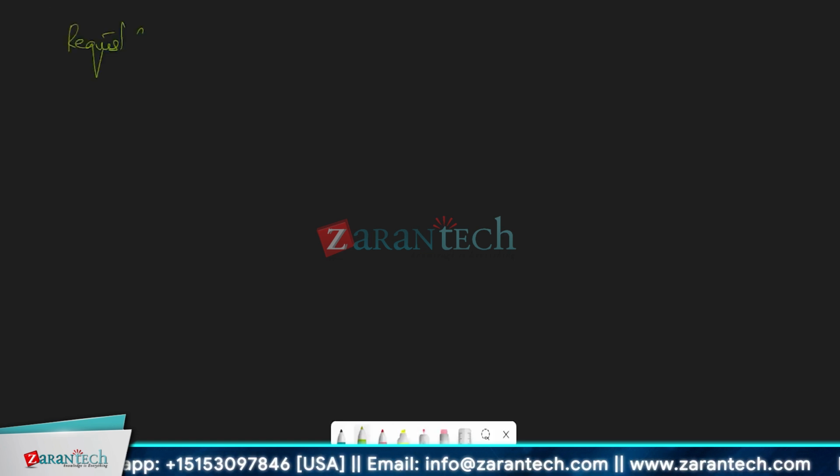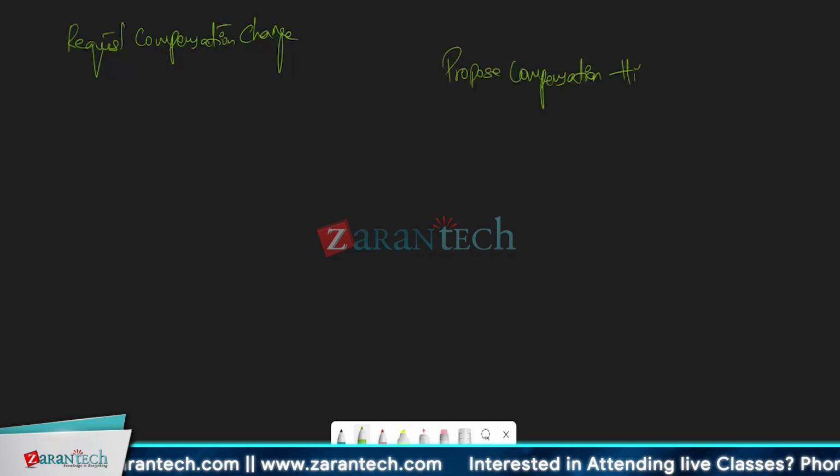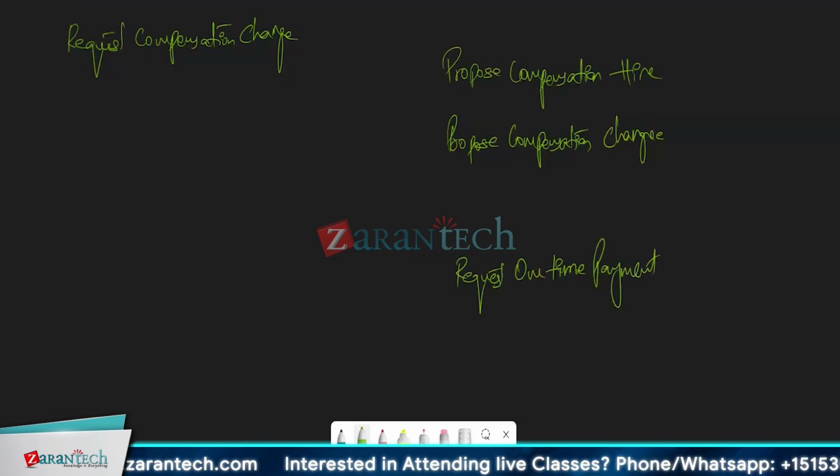So these are the compensation business processes. We have request compensation change. We have propose compensation hire. Okay, so these are the different business processes that we'll be discussing today: request compensation change, propose compensation hire, propose compensation change, and request one-time payment.